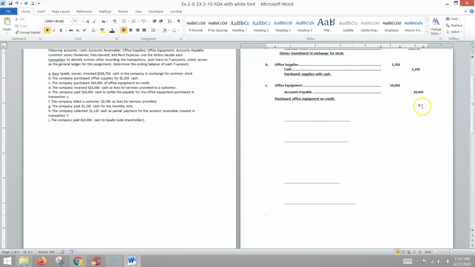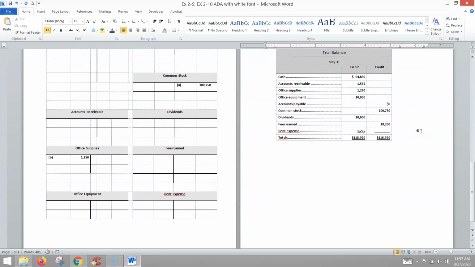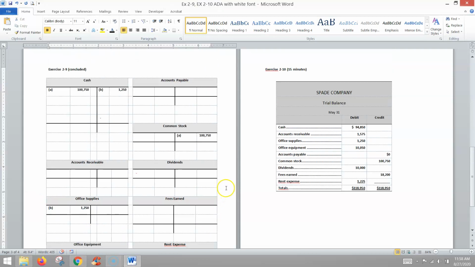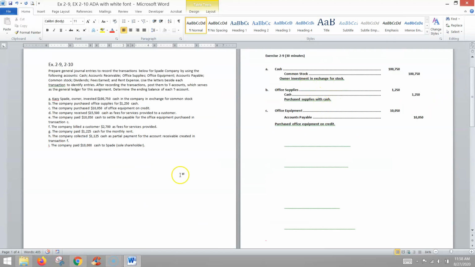Then we're going to go to our T accounts, and we're going to do the same transaction for every one. We're going to go to office equipment and post a debit of $10,050. We're going to go to accounts payable and post a credit of $10,050. So we have office equipment, debit $10,050, and accounts payable $10,050. I'm not going to continue to go through all of the transactions in the T accounts, so you would just post them from the general journal where we post the journal entries.